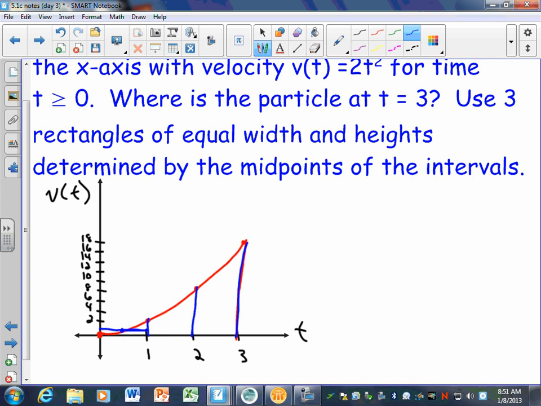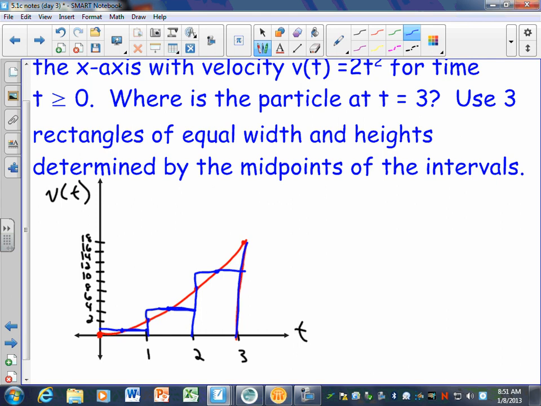Between 1 and 2, do you agree the midpoint would be about right here at 1.5? And if I drew in that rectangle, my lines are terrible. It would look something like that. And again, I have a section that I'm not counting, but I have this extra space out here that I am counting. And then for my third rectangle, I get something like that. You with me on that? Where I got that from?